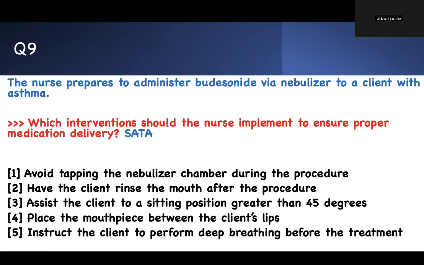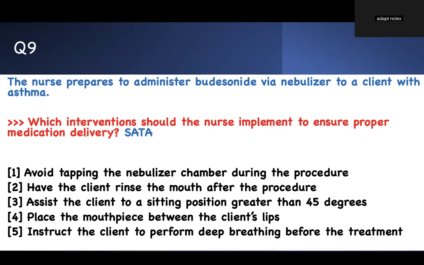Place the mouthpiece between the client's lips to make sure it's really, really tight. Instruct the client to perform deep breathing before the treatment. This can be a trap. A lot of people may pick this, but deep breathing is done during, not before. You take deep breathing during the inhalation, not before the treatment. Therefore, number 2, number 3, number 4 are the proper teaching.